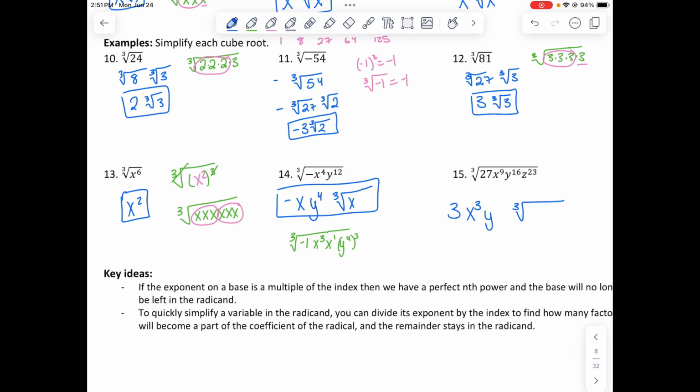Y to the 16th, 16 divided by 3 is 5 with a remainder of 1. So in other words, the y to the 5th would give me 15 y's when I cube it, but I still have another y left over. Then I have z to the 23rd, 23 divided by 3 is 7. That uses up 21 of my z's, and I'm left with 2 z's left in the radicand.